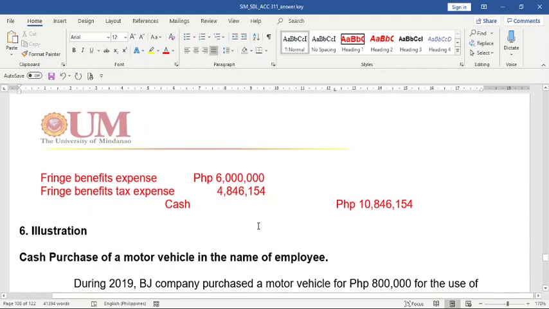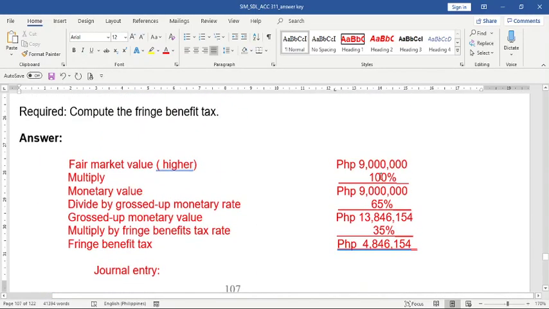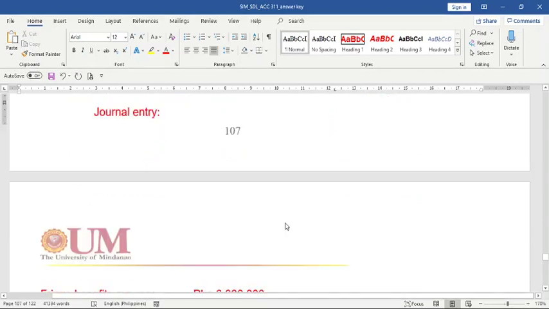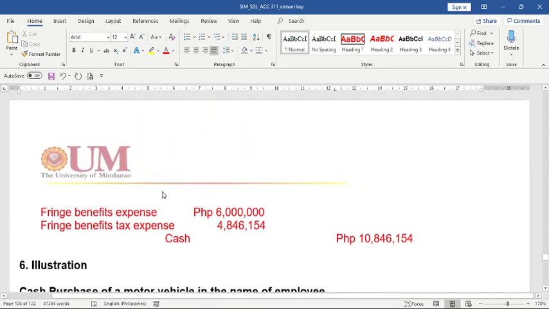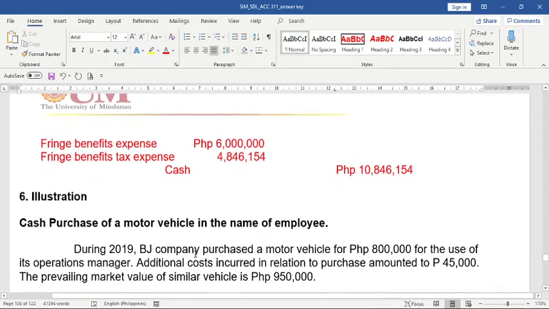I hope you have seen the trend or the rules. If there is transfer of ownership, 100%. But if the employer is still the owner, meaning there is no transfer of ownership to the employee, multiply by 50%. That's for residential properties, the homes of managers or supervisors.